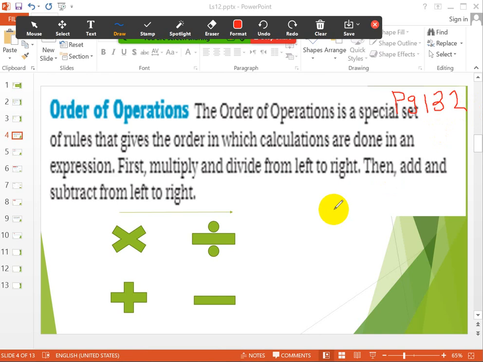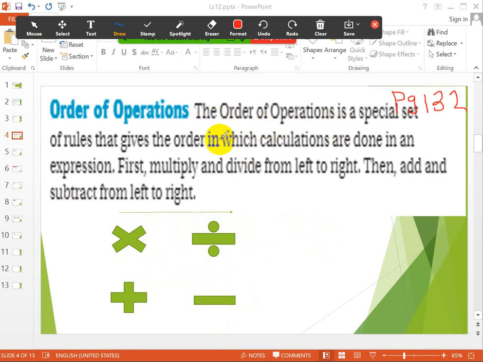What does that mean? That means we learned about multiplication, division, addition, which is plus, and subtraction, which is minus. So if you have an expression, that means a math sentence, and in this expression I have multiplication, addition, division and subtraction, there is an order of operations.